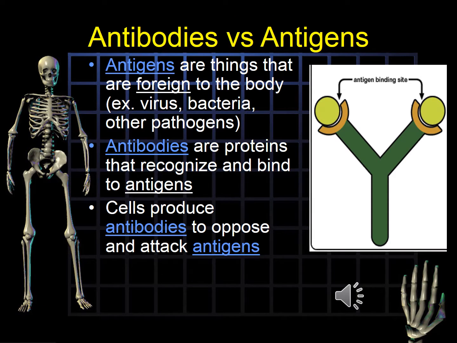So antigens are the things that are foreign to the body. An antigen is a piece of the bad guy. Antibodies are proteins that your body makes to capture the antigens. Antibodies basically are to oppose and attack antigens. So your body will create antibodies to capture the antigens. An antigen is a piece of the bad guy.